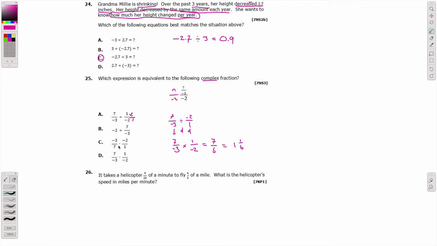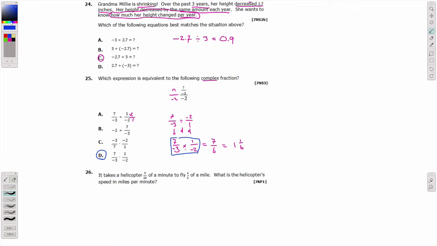Nope, that doesn't make sense because the first dividend needs to stay, so it should remain 7 over 3. You should not flip the dividend. And then must be number D by elimination, but let me double check. 7 over negative 3 times 1 over negative 2. Yep, that's what I have right here. So that must be right, because I have 7 over negative 3 times 1 over negative 2.